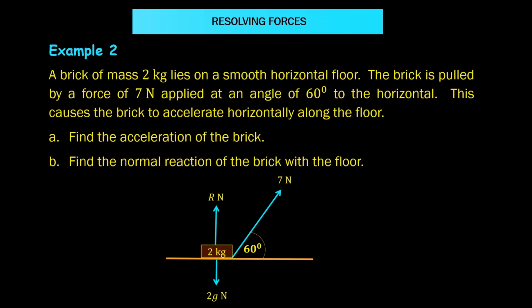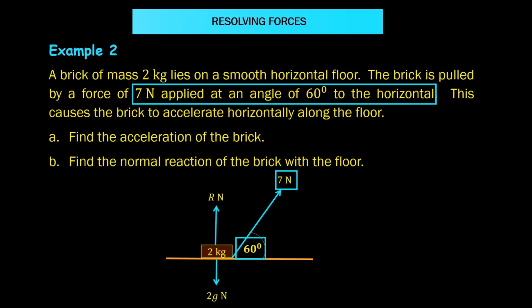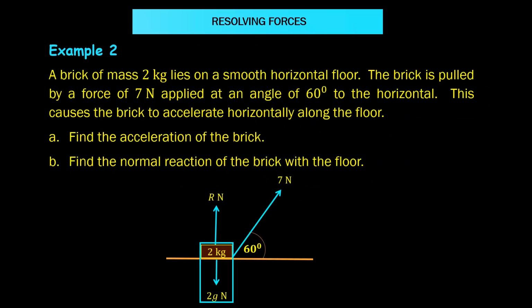Let's draw a diagram first. Here's our brick, weighing 2 kilograms. We have a reactionary force and we have the weight pulling down on it. We also have a force being applied to it at an angle of 60 degrees. So here's our mass of 2 kilograms. Here's our 7 newton force being applied at an angle of 60 degrees. And here's the weight, 2g newtons.